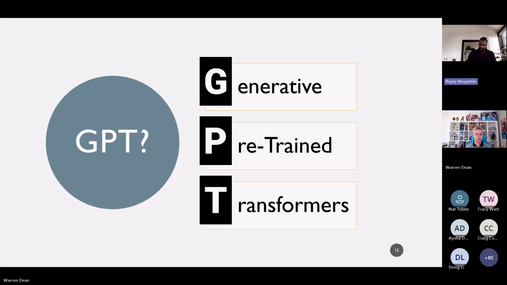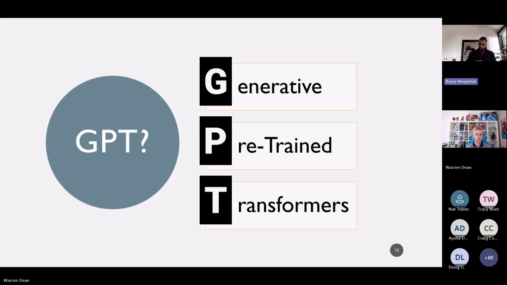And then we move on to the P, which is pre-trained. Like I mentioned earlier, somewhere after the 2000s, there was so much data available, especially after the internet came out in the 90s. So much information out there. All of these models are trained on massive amounts of data. So it's pre-trained on existing data.